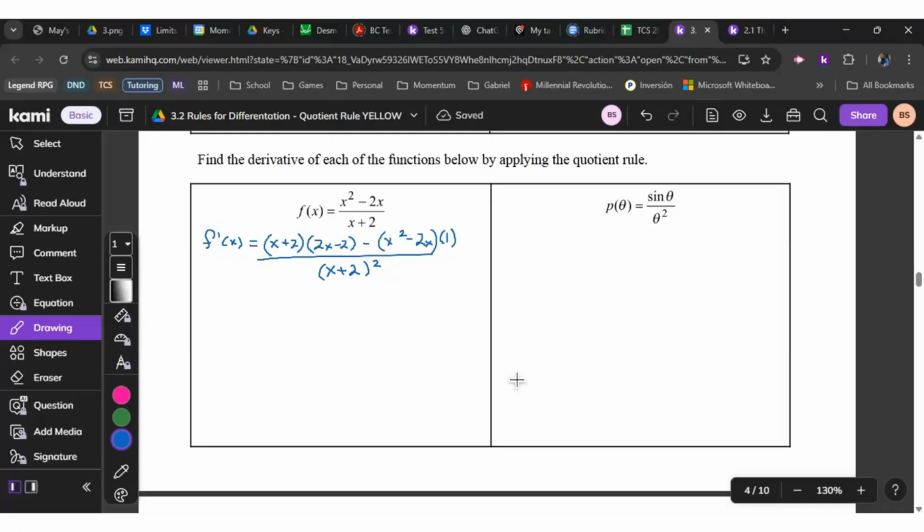This is simple enough that you probably should simplify it. So this would be 2x squared minus 2x plus 4x, so plus 2x minus 4, minus x squared plus 2x, all over x plus 2 squared.